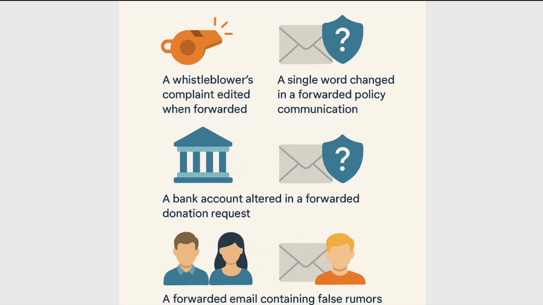Or an acquaintance forwarding you an email from a nonprofit with a bank account to donate to. You cannot know that the bank account was not changed. Or even a high school friend forwarding an email as proof that another friend spoke badly about you. You cannot know if that is true. So let's make emails provable. And the first step is understanding the pitfalls of email forwarding.